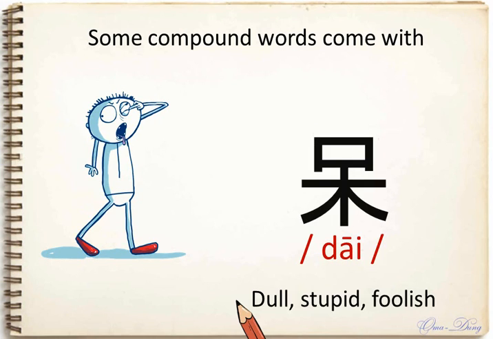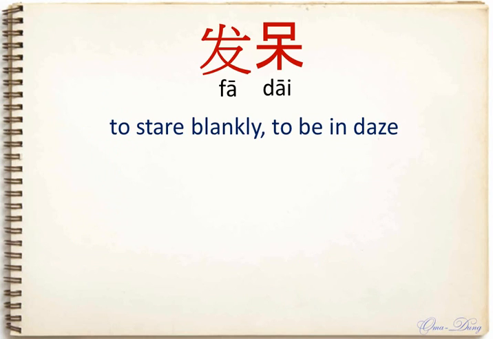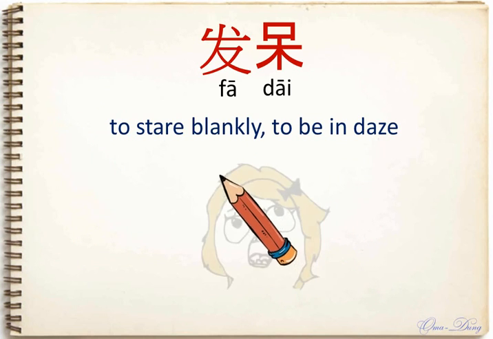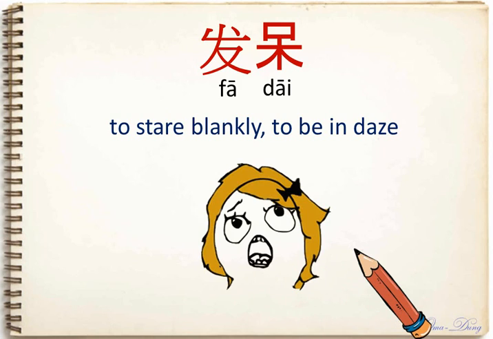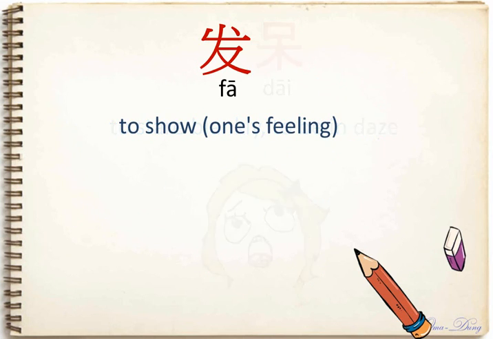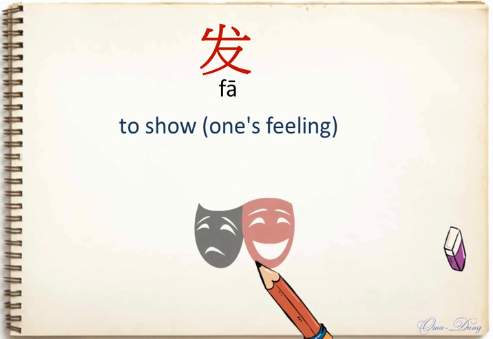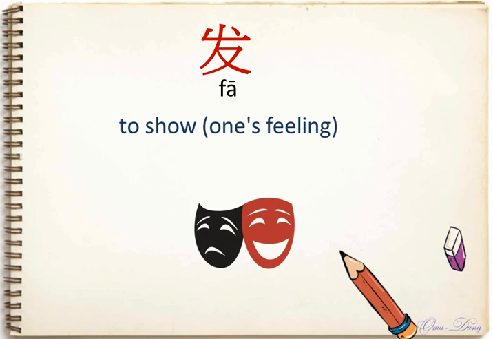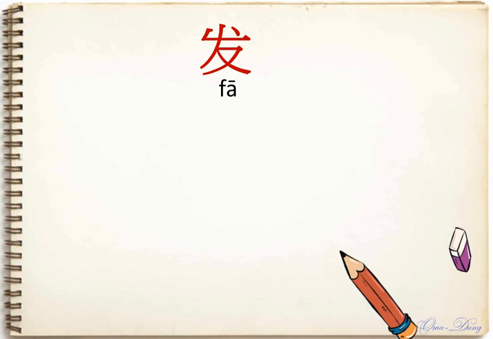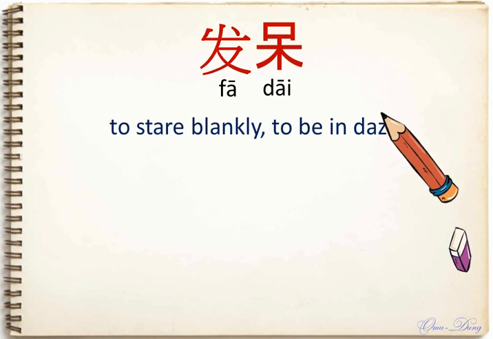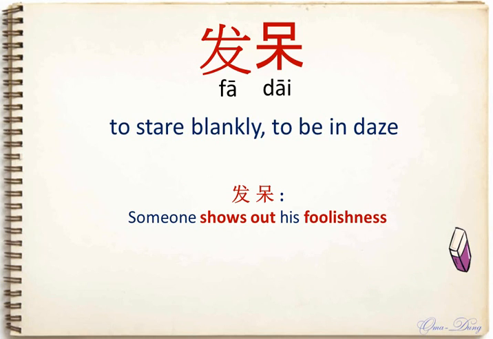Now we have some compound words that come with die. The first one is fa die, which is to stare blankly, to be in a daze. Fa means to show one's feeling. Fa dai means someone shows out his politeness by something really shocking.